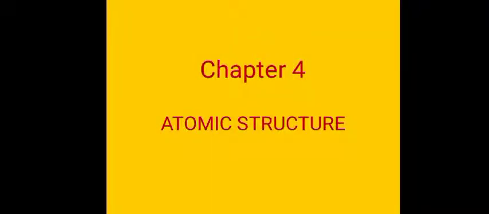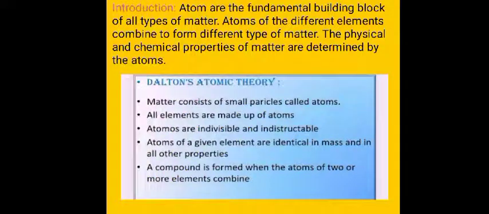Hello students, here we are for the revision of chapter 4, atomic structure, part 1. In this chapter we will study the atom, then Dalton's atomic theory, how the subatomic particles of an atom were discovered, then Thomson's model of an atom, as well as the alpha scattering experiment and the discovery of the neutron. So already you have seen the video.